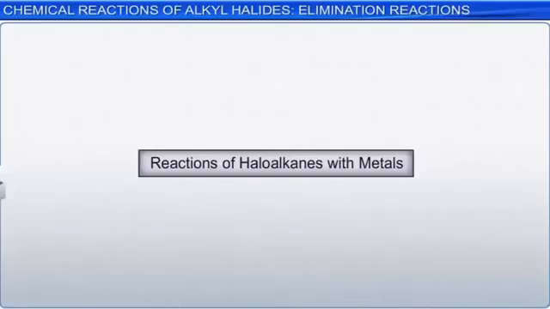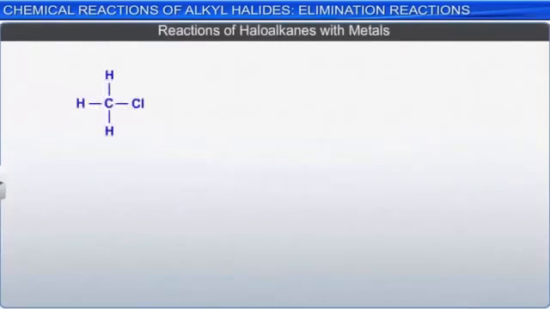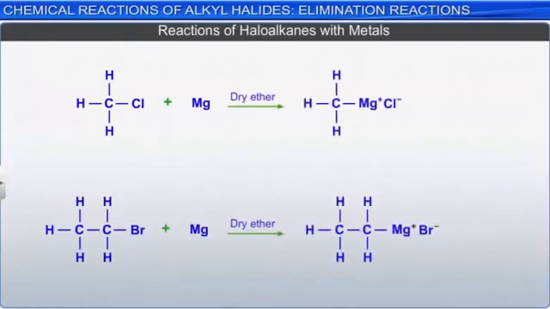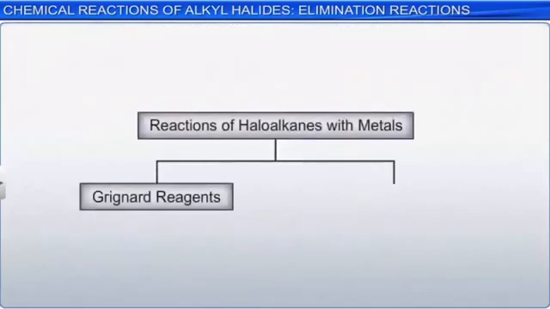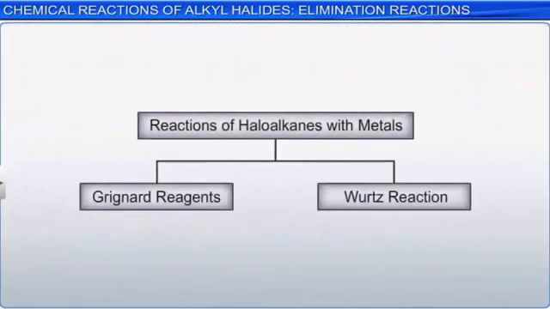Now let us look at the reactions of haloalkanes with metals. Most organic chlorides, bromides, and iodides will react with certain metals to form compounds containing carbon-metal bonds. Such compounds are called organometallic compounds. We will discuss two classes of reactions of alkyl halides with metals.